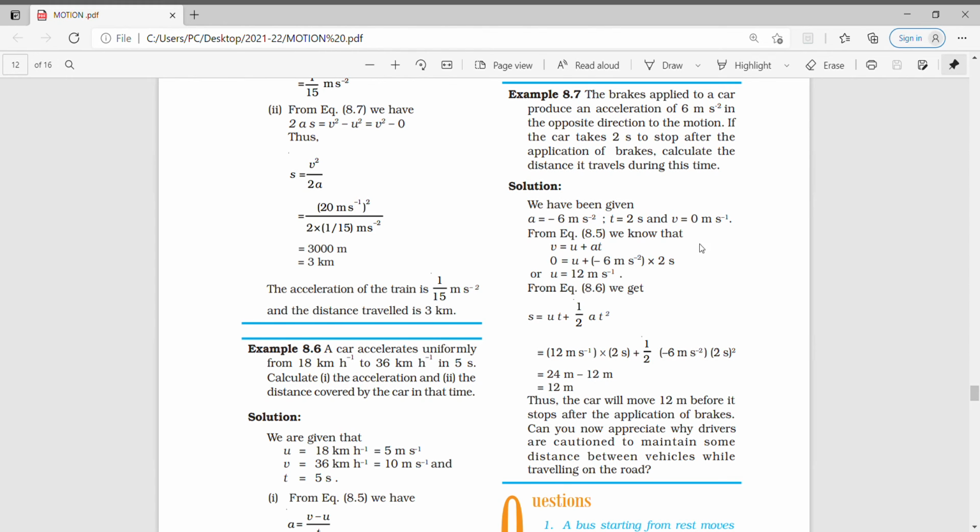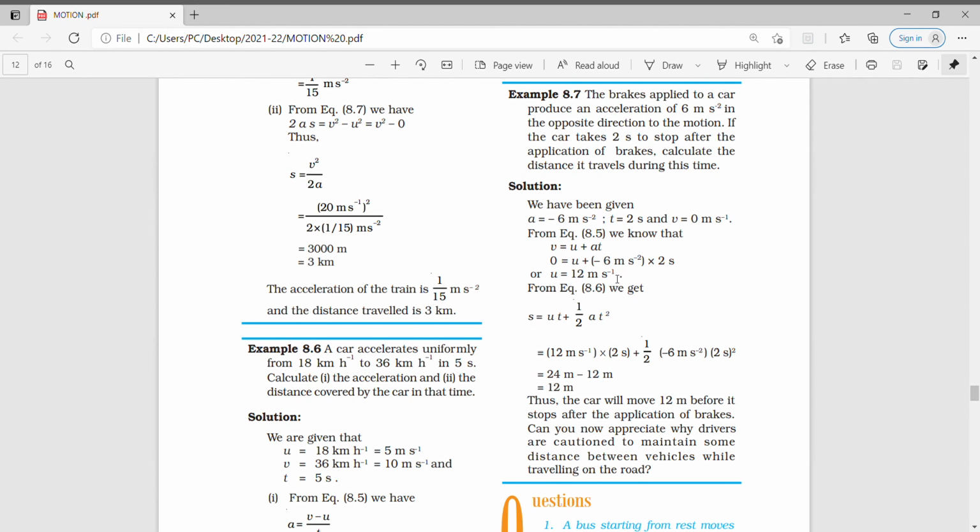Now for finding the distance covered, we have two equations of motion. Second equation of motion and third equation of motion also. In both, s you have to calculate and u is also unknown to you. All other things are known, but u is unknown. So you have to find u first, and then go to either the third or second equation of motion to calculate s. So that is why we are calculating u first.